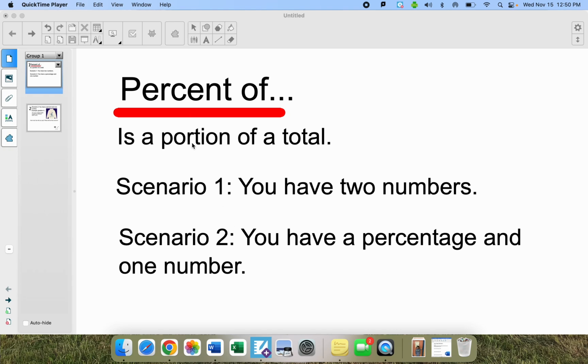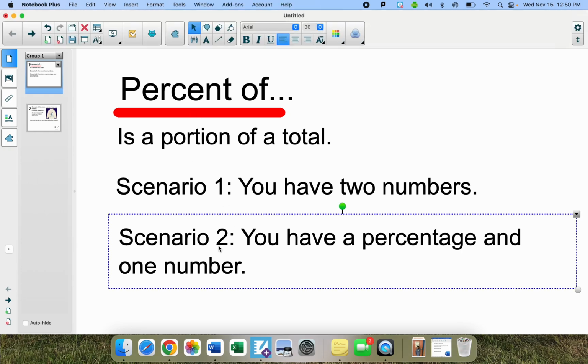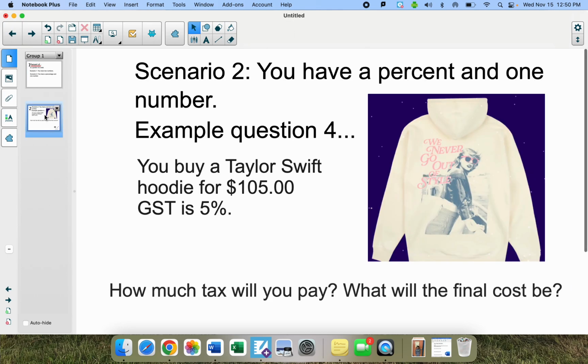And we're doing percent of questions. Another example for scenario 2 today. Scenario 2 is you have a percent and one number given to you. So this is example question 4.